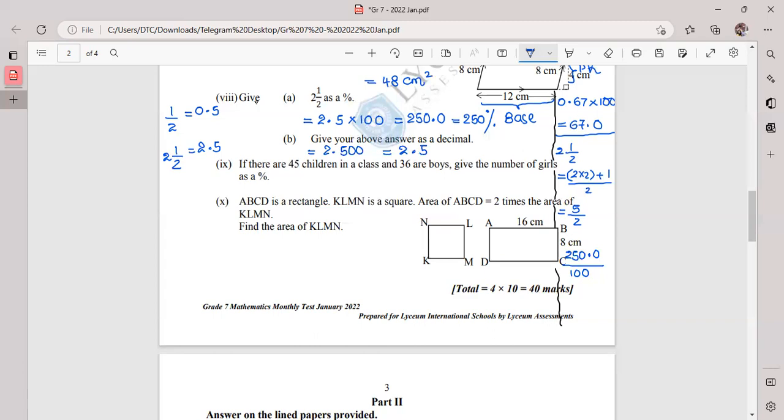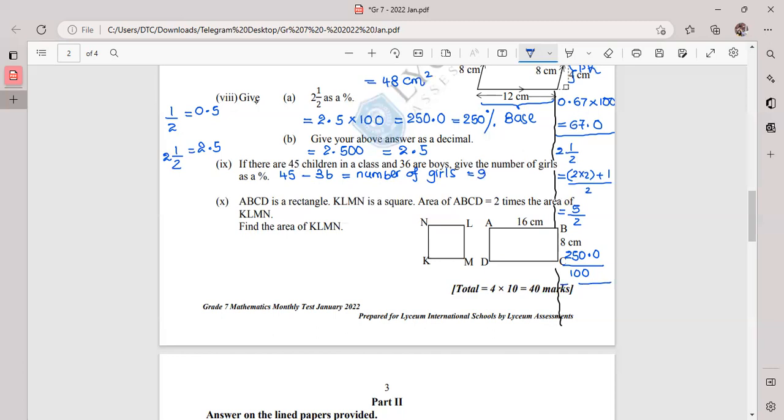Right? Okay. Then the 9th one. If there are 45 children in a class and 36 are boys, give the number of girls as a percentage. 45 total children, right? From 45, you deduct 36, it gives me the number of girls, right? What is the answer? You have a total of 45. From this you deduct 36, it gives me 9. That 9 girls are there.